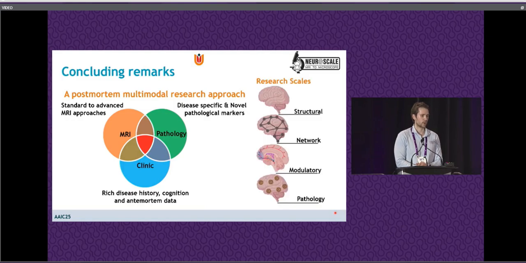So concluding remarks, I hope I convinced you that we have a multimodal disease approach that allows us to research several scales and several domains within neuroscience, including structural, network, modulatory, and pathology scales.